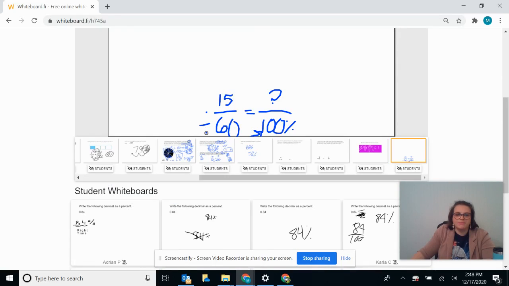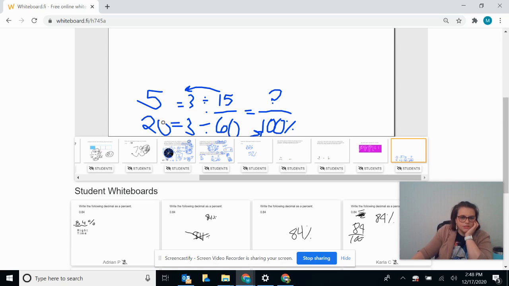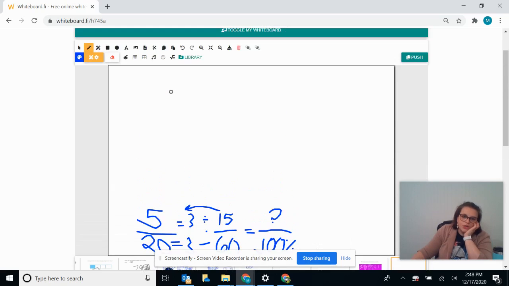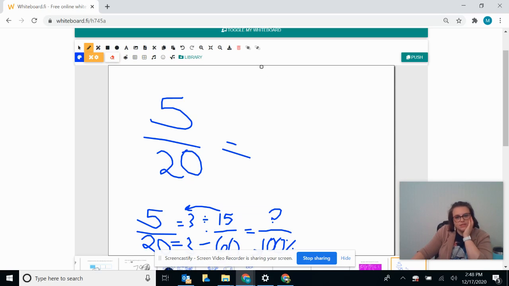60 divided by 3, and 15 divided by 3. We're working backwards, okay? 15 divided by 3 is going to be 5. And 60 divided by 3 is going to be 20. So that is our new fraction. It's equivalent. It still means the same amount, all right? But it's going to be easier to work with, okay?